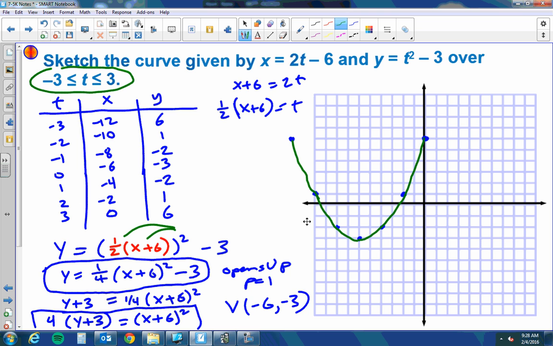And then since it's parametric, you just need a starting point and direction. Well, at t equals 0 is actually at the vertex. And then as t increased, the x value is increased, which means as t increases, you're going from left to right. And there you go, we're done.